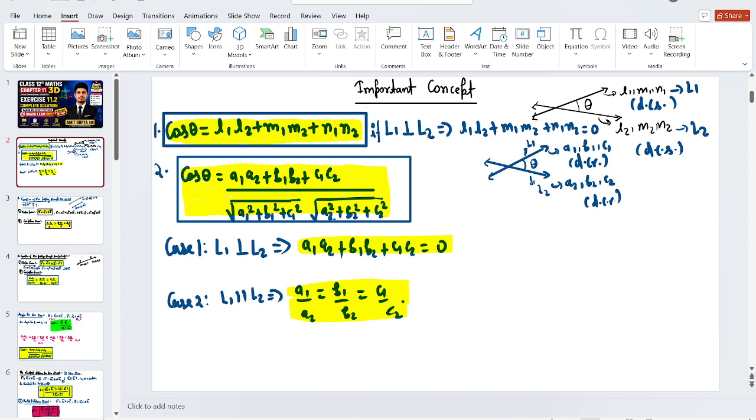And if we are given direction ratios A1 B1 C1 and A2 B2 C2 for L1 and L2, we use this formula: cos theta is equal to A1 A2 plus B1 B2 plus C1 C2 upon under root A1 square plus B1 square plus C1 square into A2 square plus B2 square plus C2 square. In case 1, if L1 is perpendicular to L2, it means the angle between them is 90, so cos 90 becomes 0. So it becomes A1 A2 plus B1 B2 plus C1 C2 equal to 0. Case 2 is if L1 and L2 are parallel, meaning the angle between them is 0. Then it becomes A1 by A2 equal to B1 by B2 equal to C1 by C2. I hope it is clear to you. So come to the next.